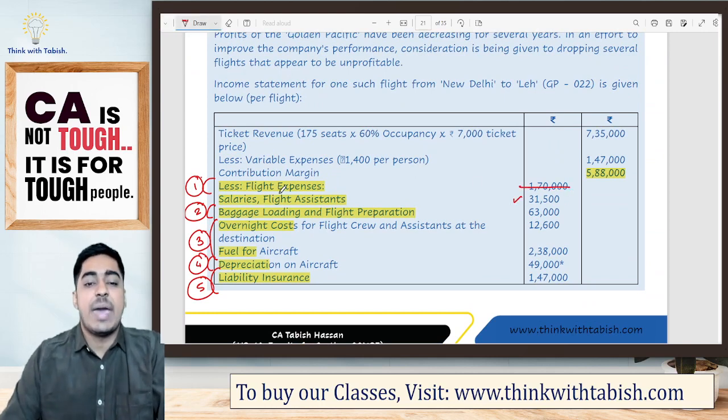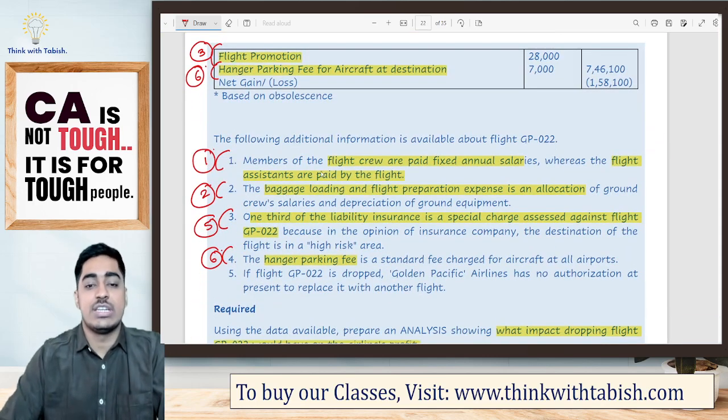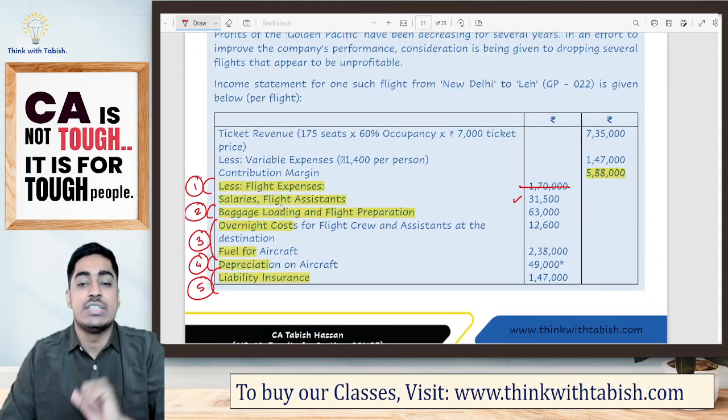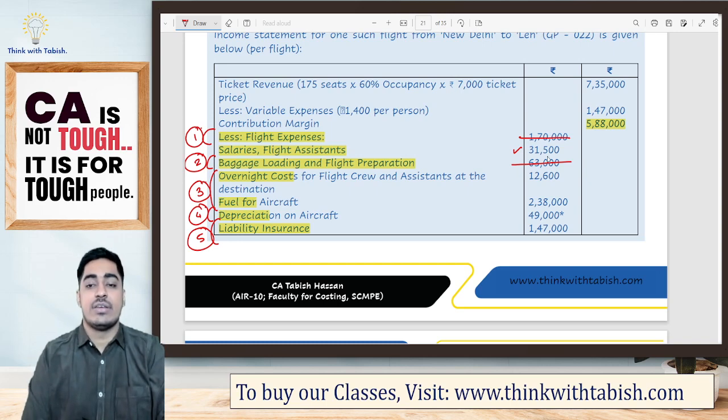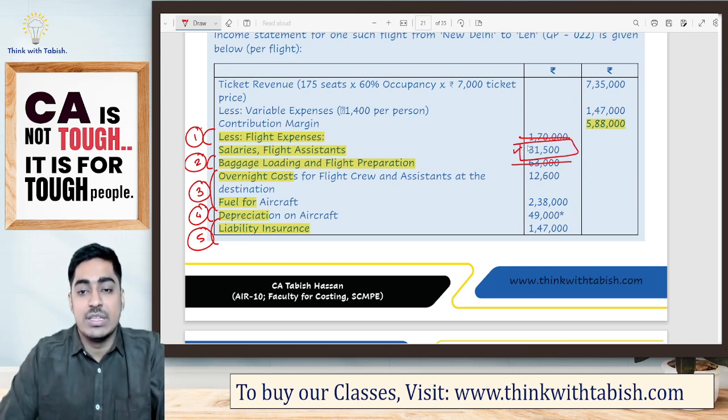Fine. Next, baggage loading and flight preparation. What is the question telling? It is just an allocation of ground crew salary. It is just an allocation. That means it's a general cost. That means, is it relevant? No, it is going to be irrelevant. Only my relevant cost I will be including. This is going to be relevant.